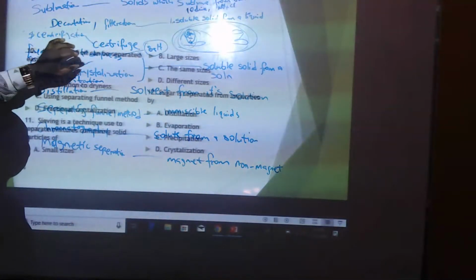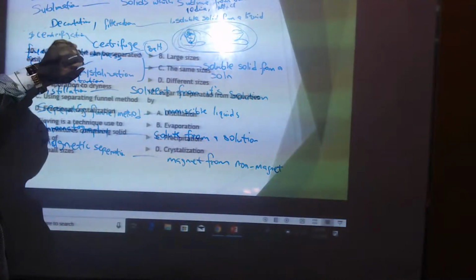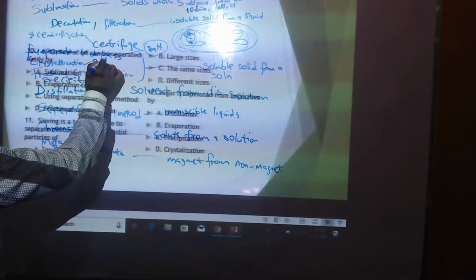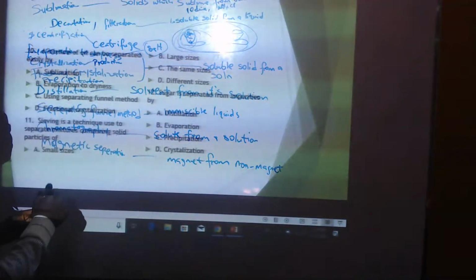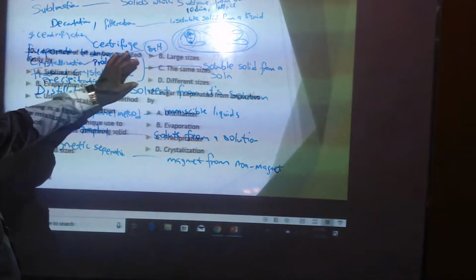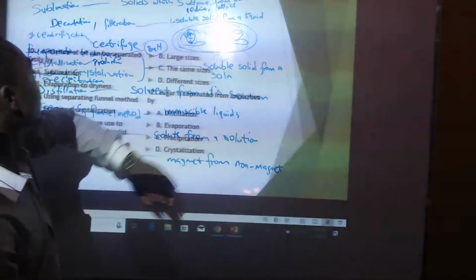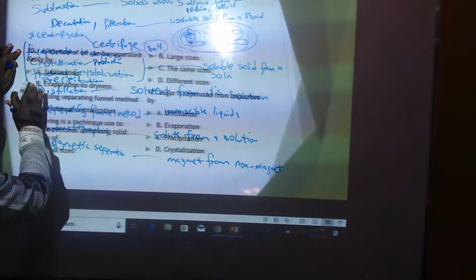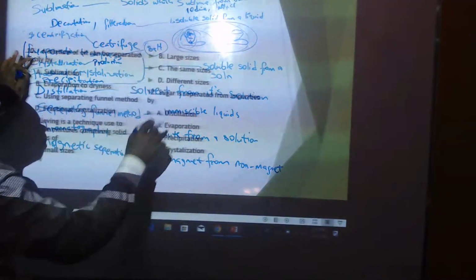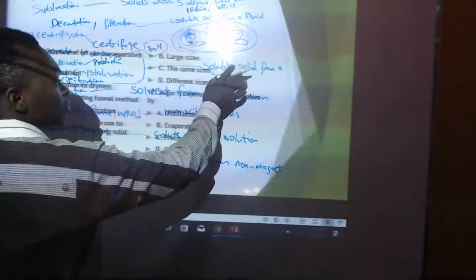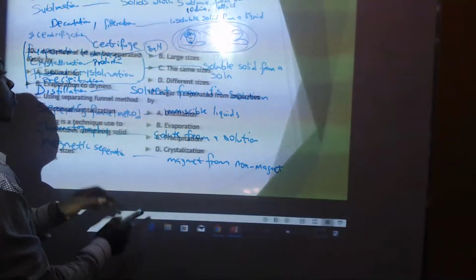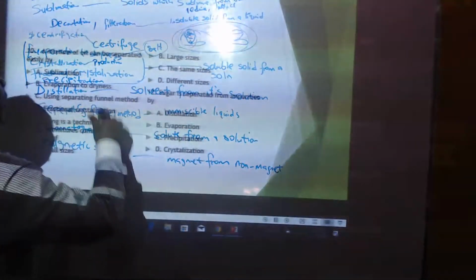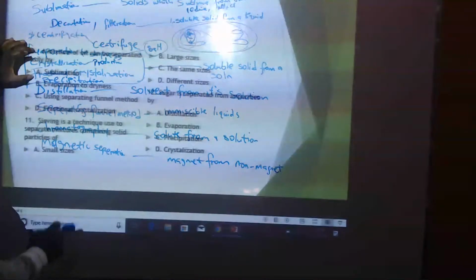Now, crystallization is used in separating salts and sugar, and that's why it's used mostly in the production of sugar. Fractional crystallization is also used in separating soluble solids from the solution. From this point to this point, they are all used to separate soluble solids from the solution. So once you see a question that has to do with a solid that is soluble in the solution, look out for these options.